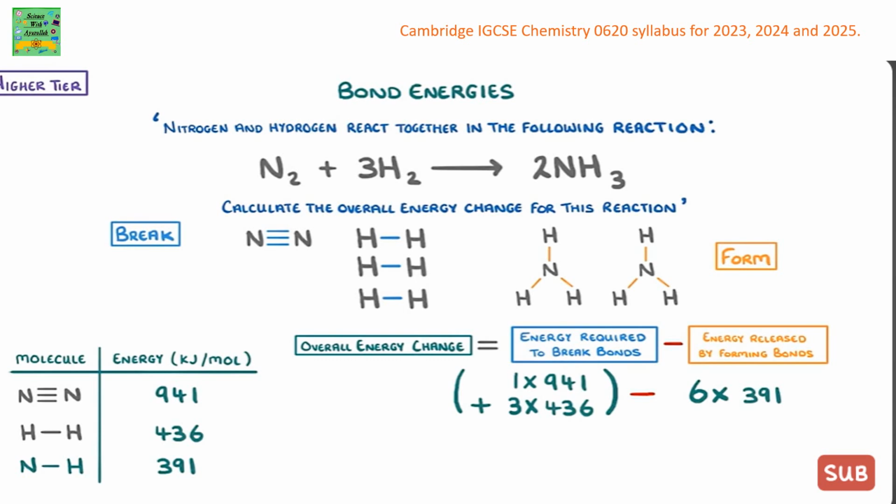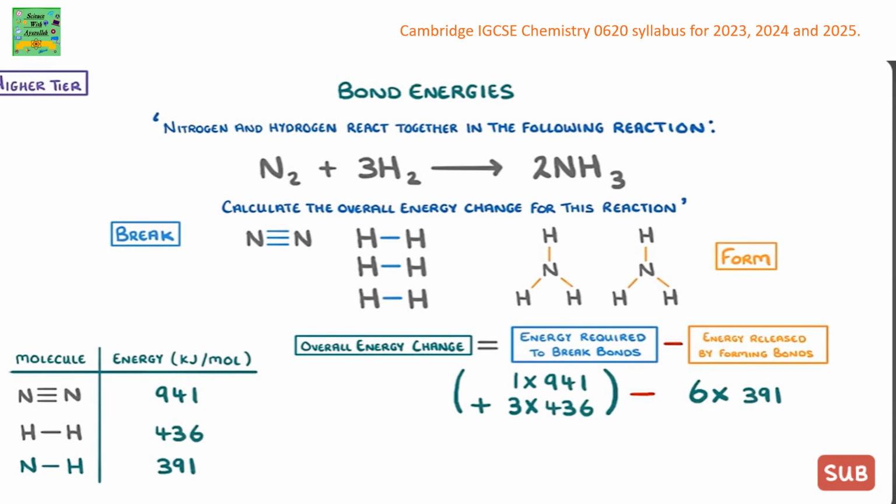So 941 plus 3 molecules of hydrogen. Hydrogen is 3 times, so you take the bond energy for H-H, that's hydrogen, 436 into 3 times. Now add both these values and you get the energy required to break the bonds.